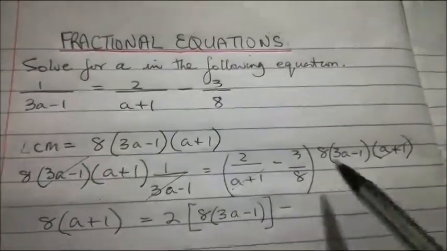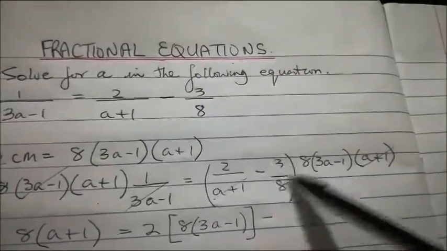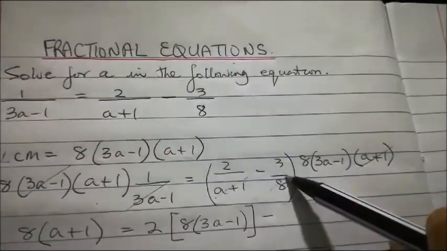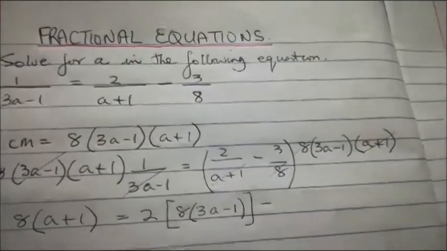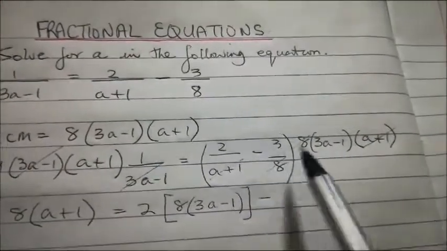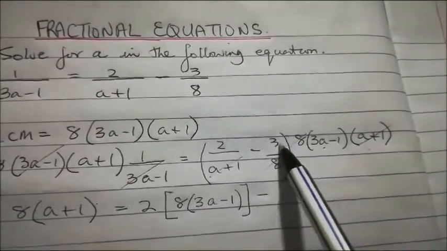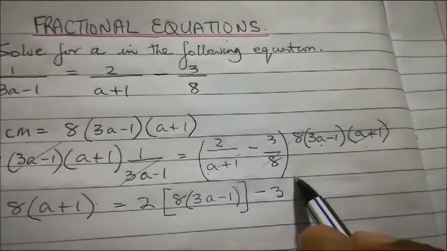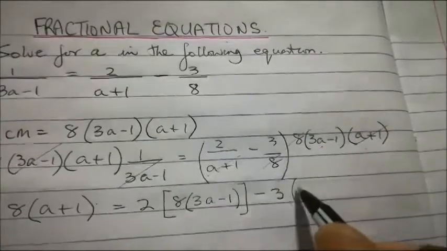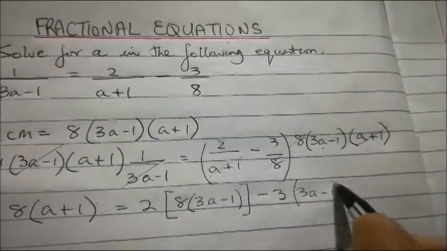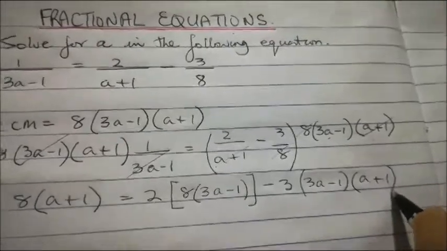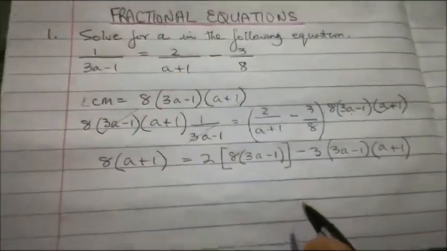We bring down the minus sign now. We're going to multiply this fraction now by all of this. So we're going to cancel this 8 with this 8. Right? Then we're now left with this plus this to multiply by the 3. So we're going to have 3 into 3a minus 1 times a plus 1. Right? So far so good.